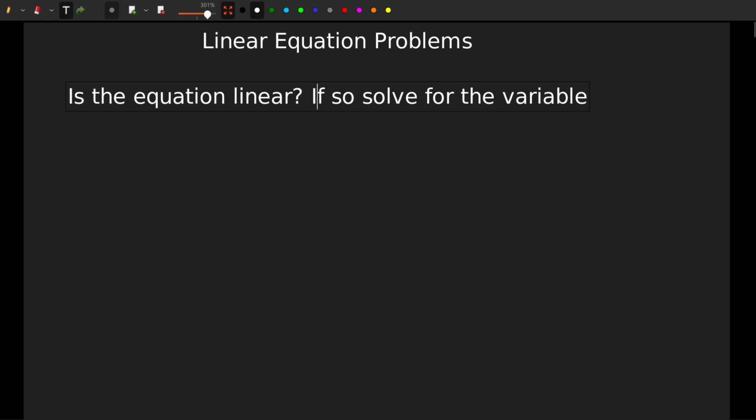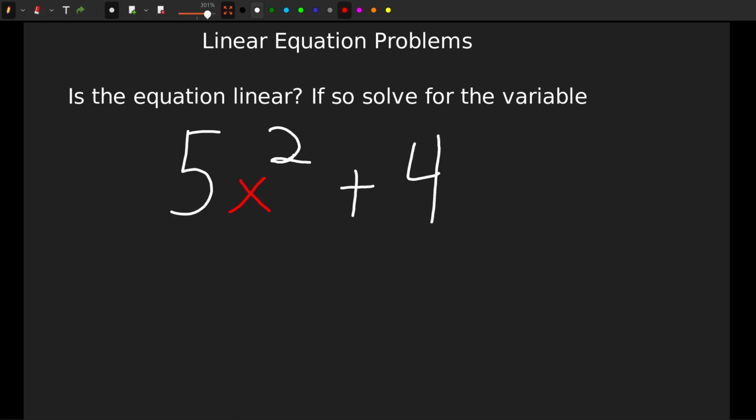Okay, so our first problem we're going to have is 5x squared plus 4x is equal to 12. All right, and we need to ask ourselves, is this problem linear? Okay, that's the first question. In this case, it's not linear because of the squared term here. So this x squared term makes it not linear.